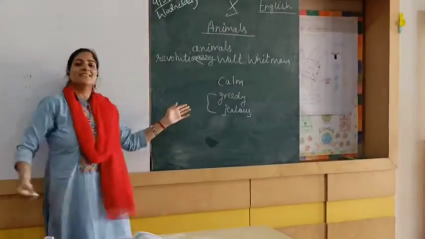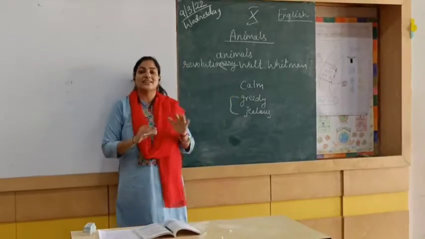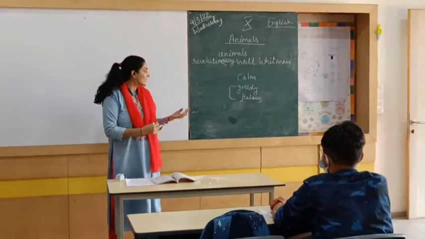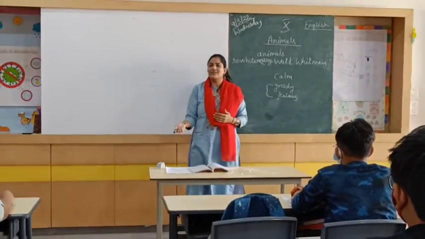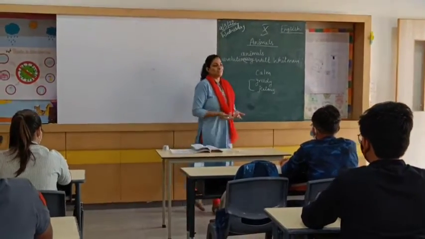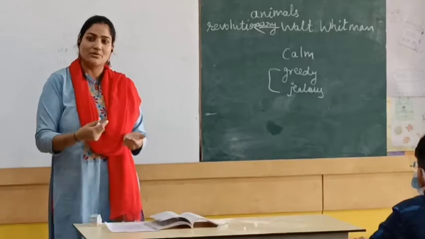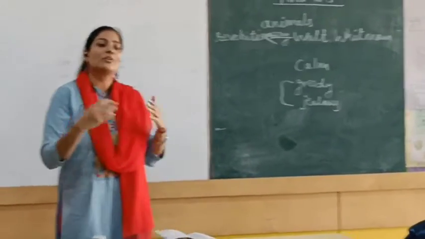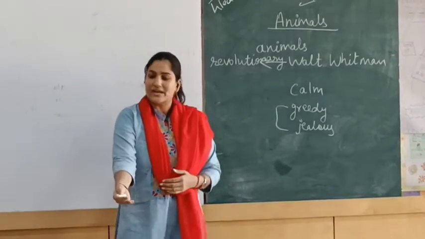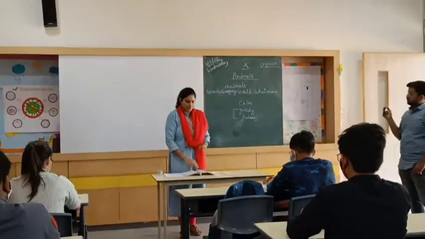Can you see these qualities in animals? No. So the animals are calm, they are satisfied, they do not do anything like humans, like greediness, they don't have that greediness, they are not jealous of any other animal, okay? They are happy with themselves. And the poet is saying that he wants to become an animal because of these qualities. He wants to live with animals and enjoy their life. So we will start with our poem. This was the introduction about the poet and poem.